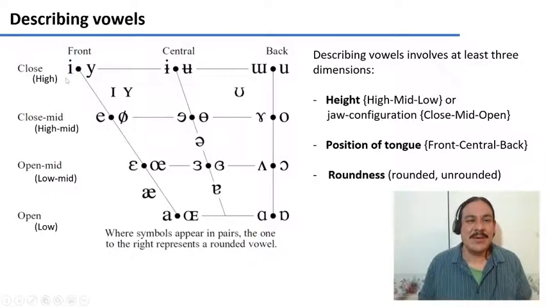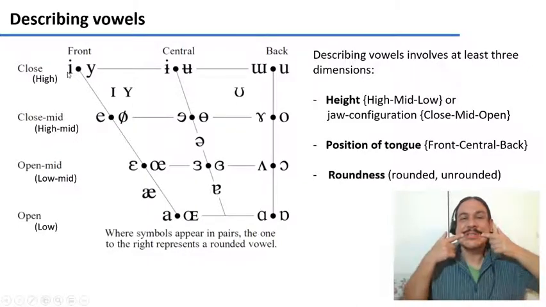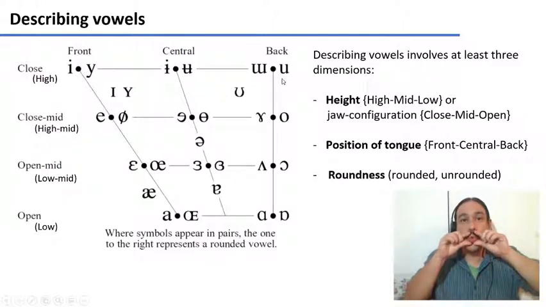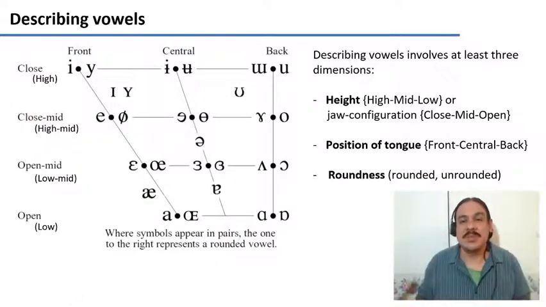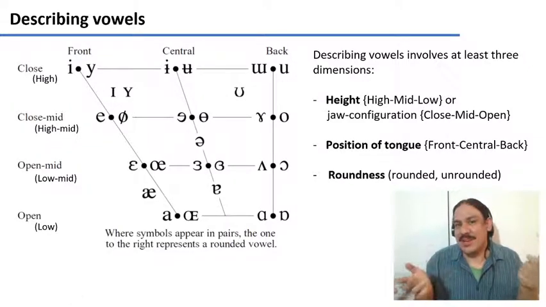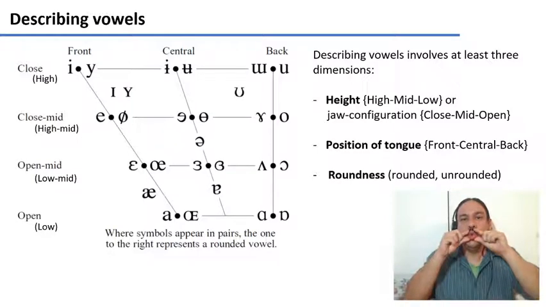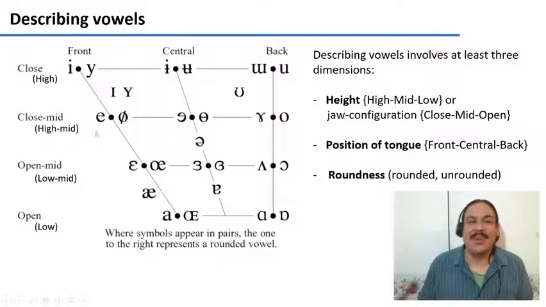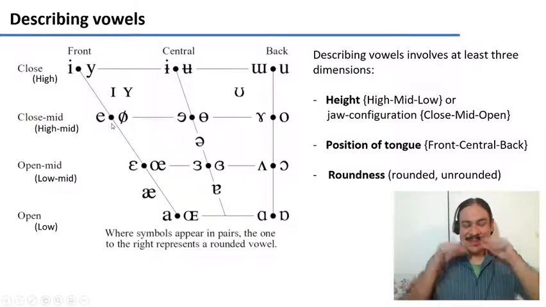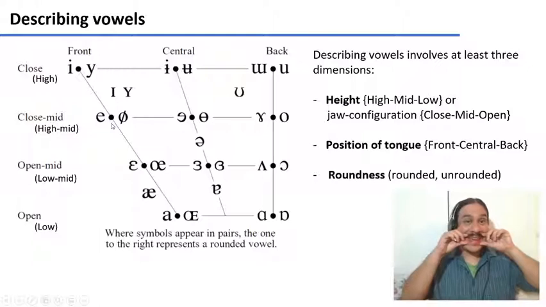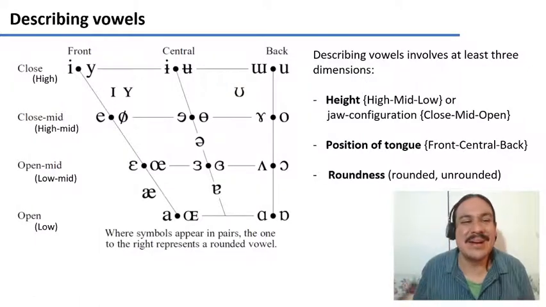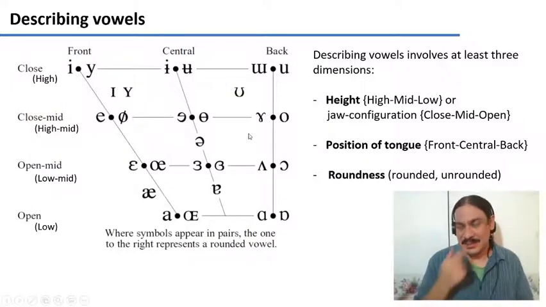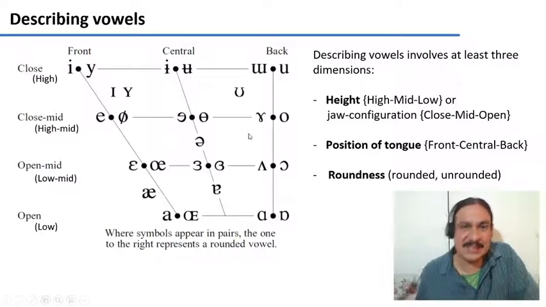If you say a vowel like ee, your lips are spread. If you say something like oo, your lips become rounded. Please give it a try. You also feel it with an o. So the roundness of a vowel is what your lips are doing as you produce it.